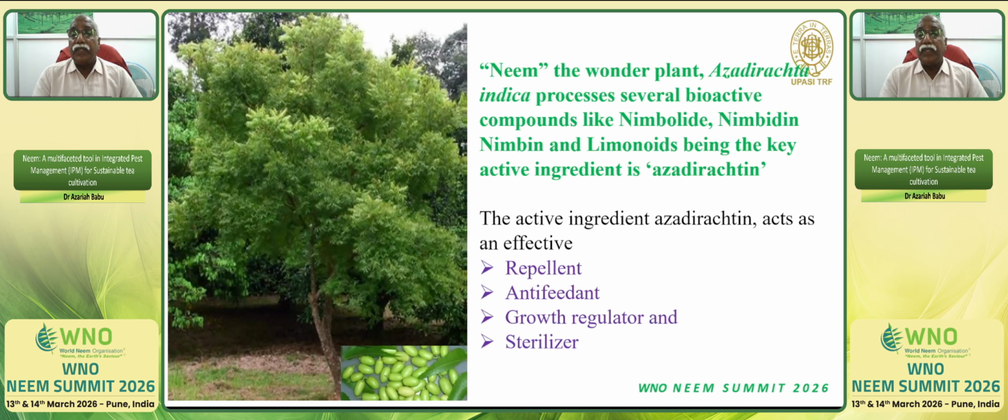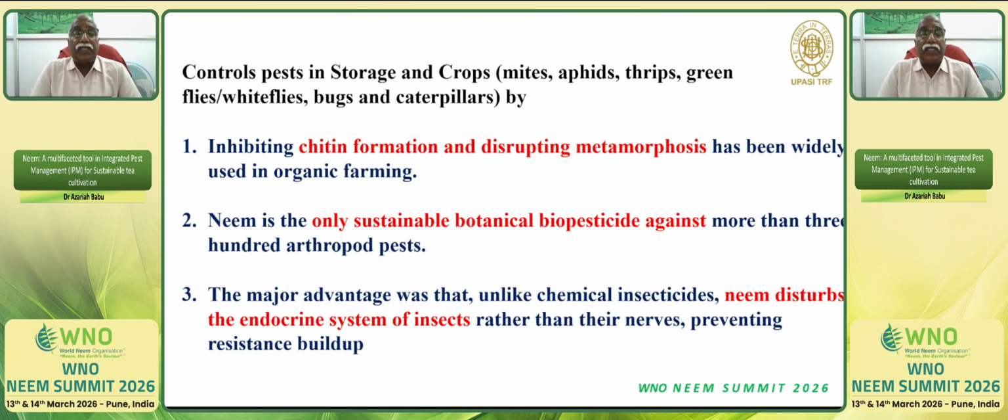It is a wonder plant which possesses several bioactive compounds like nimbolide, nimbidin, nimbin, and nimonoids. The key active ingredient is azadirachtin, which acts as a multi-phase insecticide: repellent, antifeedant, growth regulator, and sterilizer. So it controls pests in storage crops as well as in plantation crops. The mode of action is inhibition of chitin formation and disrupting metamorphosis.